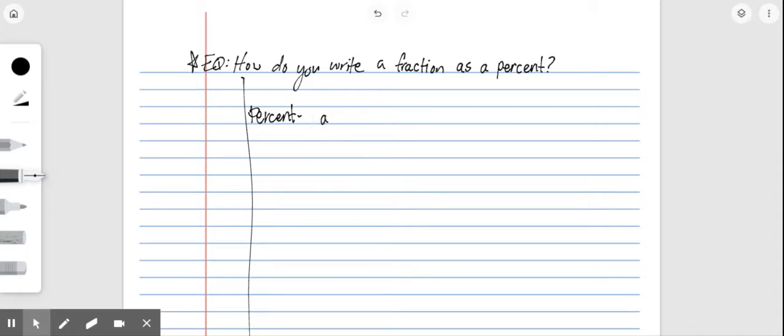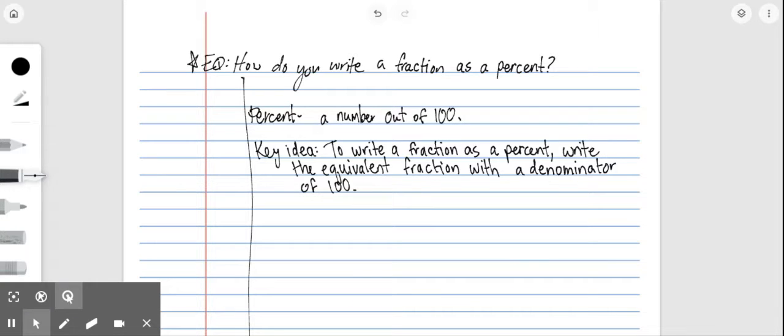is a number out of 100. So it is a fraction that's written out of 100. So the key idea is if you have any fraction and you want to write it as a percent, you just need to write the equivalent fraction with the denominator of 100.